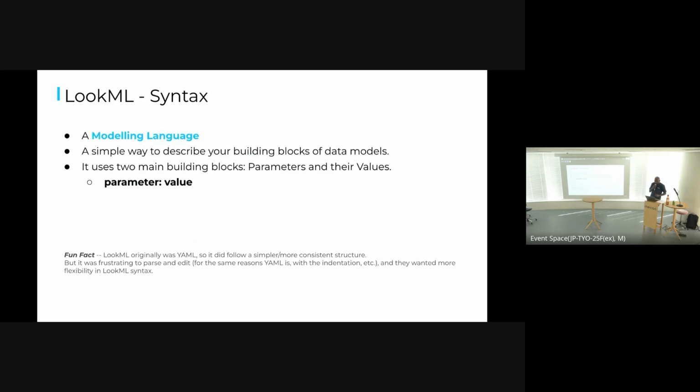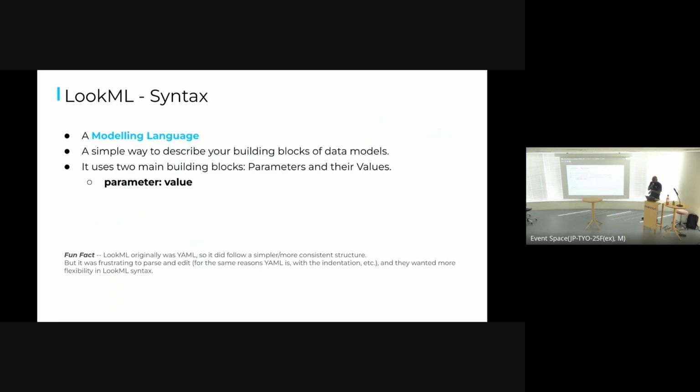So a little bit on LookML. It is a modeling language. It's kind of like a configuration file, and it is a simple way of describing the building blocks of your data models. And it's just like any other configuration file. You have a parameter that's fixed, and the value can be anything, right? So the value can be whatever you define.